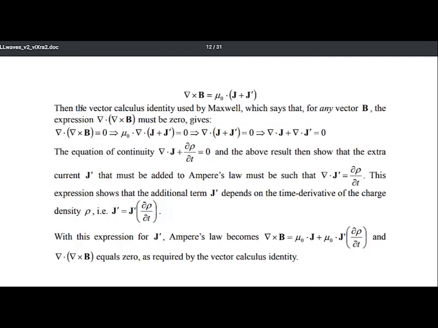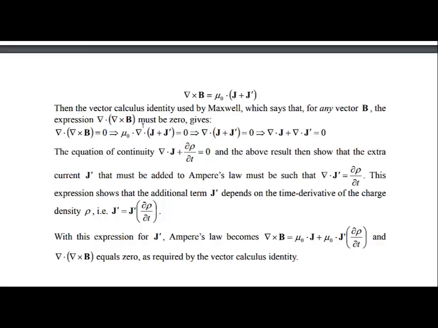Then the vector calculus identity used by Maxwell, which says that for any vector B, the divergence of the curl of the magnetic field must be zero, leads to the following here. The equation of continuity is this. I'm not going to go over it right now, but you can look it up, and you might want to do that before you continue on here. He's trying to conform to this equation of continuity, which is right here.